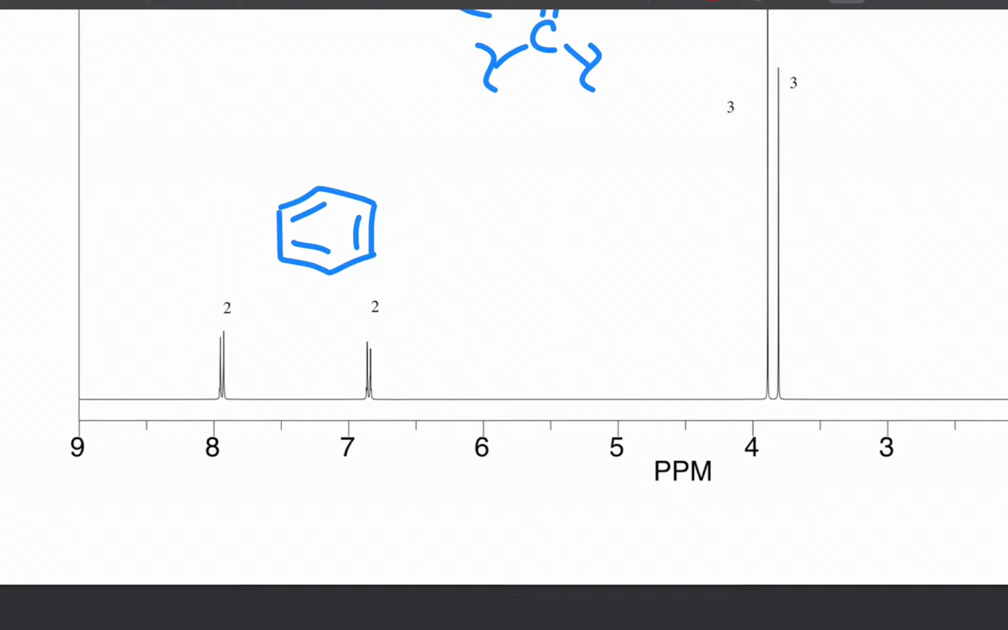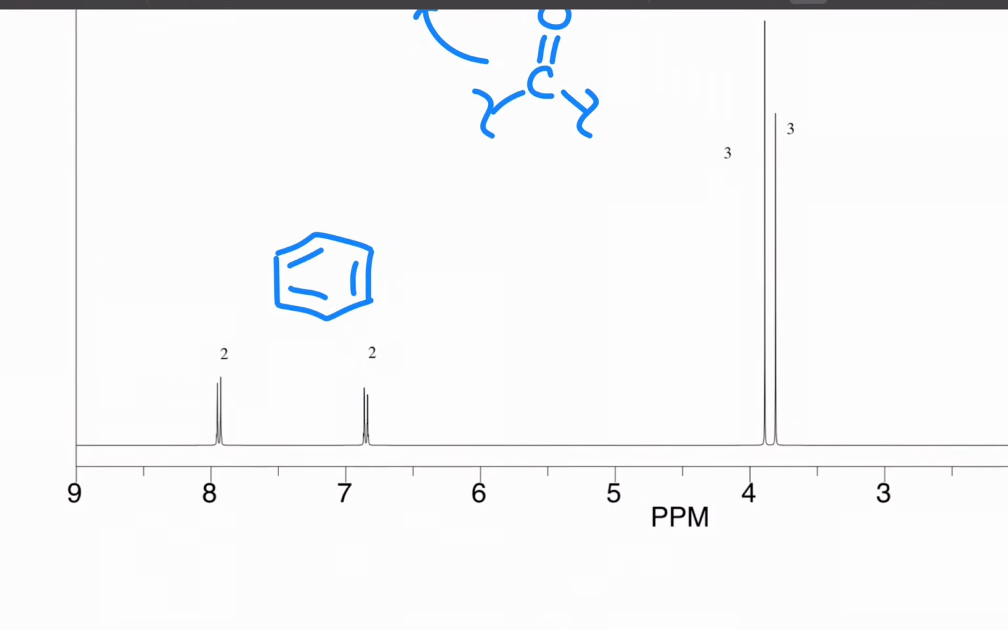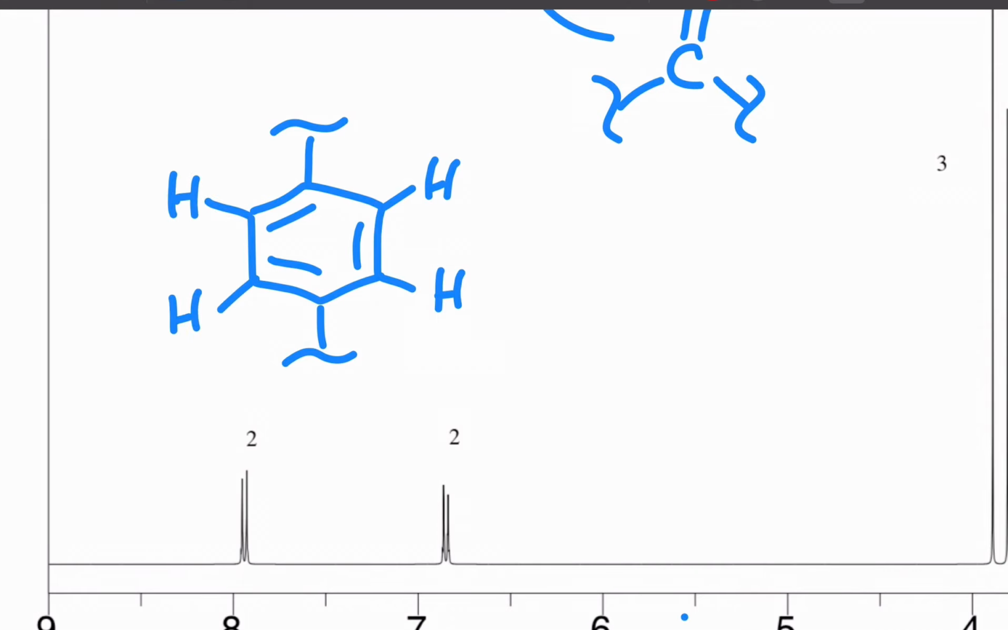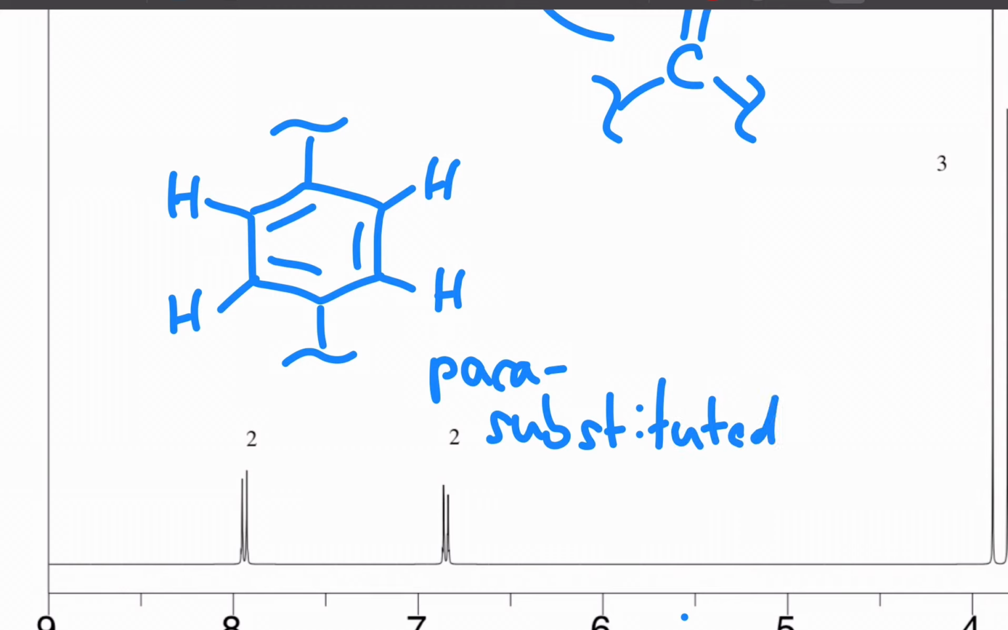And if you think about the different possibilities of how a benzene could be substituted to have 4 hydrogens on it and have 2 pairs of doublets, this would work if you had a di-substituted benzene where the hydrogens flanked 2 other groups that are attached on opposite sides of the ring, what's called a para-substituted benzene. We'll learn more about this nomenclature when we learn about aromatic reactions.